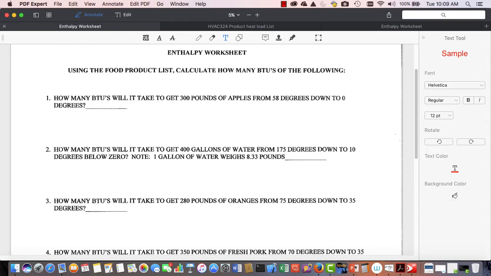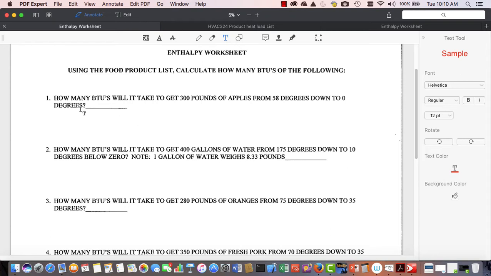So we have to know for any certain food that we're going to store, any certain product, how many BTUs we have to remove to get the product from one temperature to another. We also have to know the freezing point of the product, because at the freezing point there's a latent heat change. So the enthalpy worksheet that we've given you in your course has to do with this. I'm going to walk through a couple examples here. I'm not going to do the entire worksheet for you because it is sort of important practice. So let's take a look at the first one.